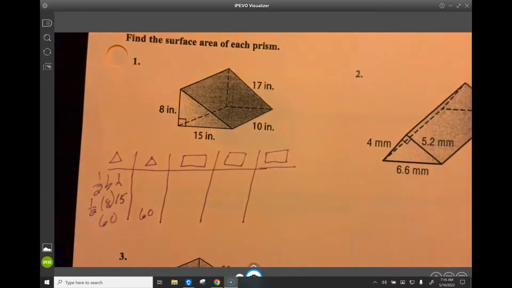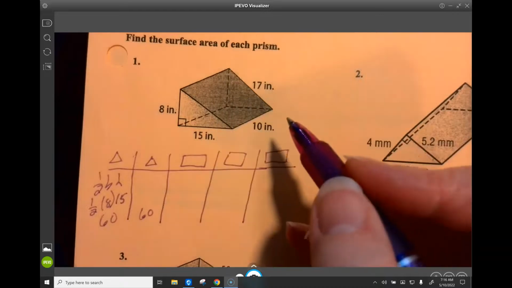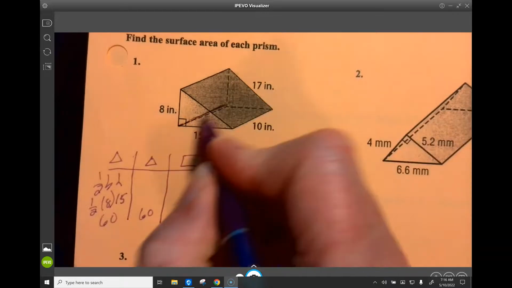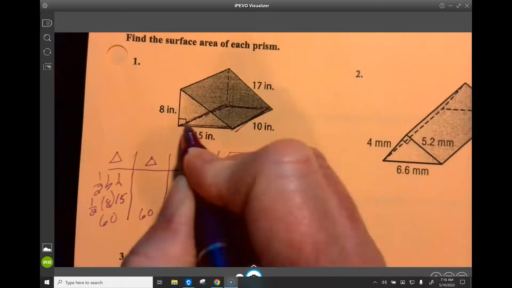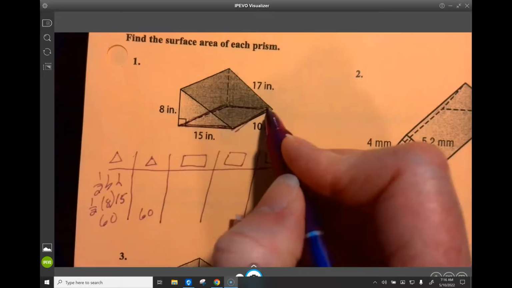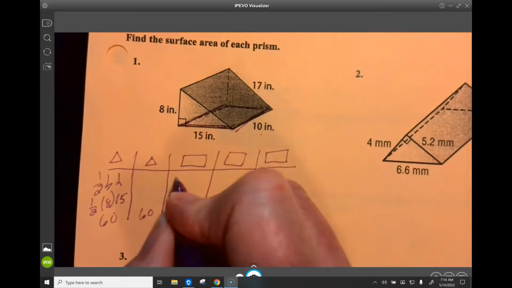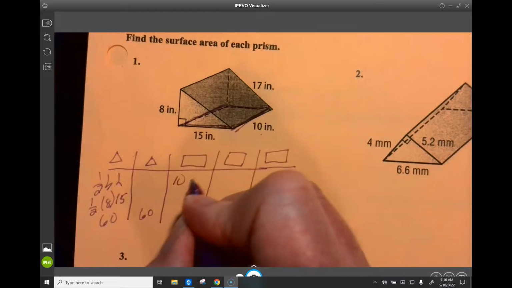Okay, now let's look at the different rectangles. I'm going to start on the bottom one. So I have this rectangle right down here, and it's easier if you trace it because then you can see what sides you're talking about. So this side, and this side. Well, what's this side? Well, that's 10. And this side is 15.